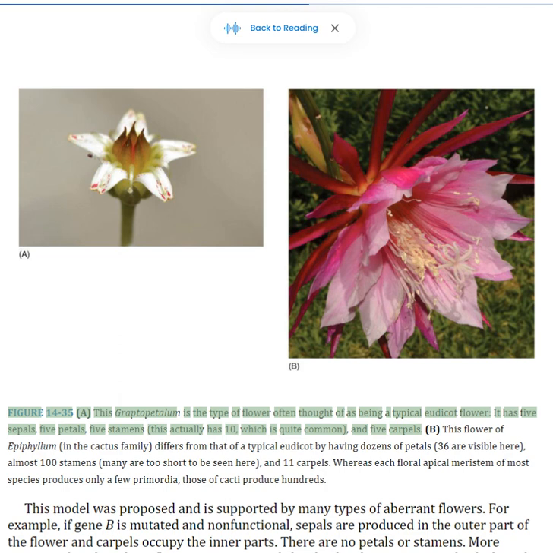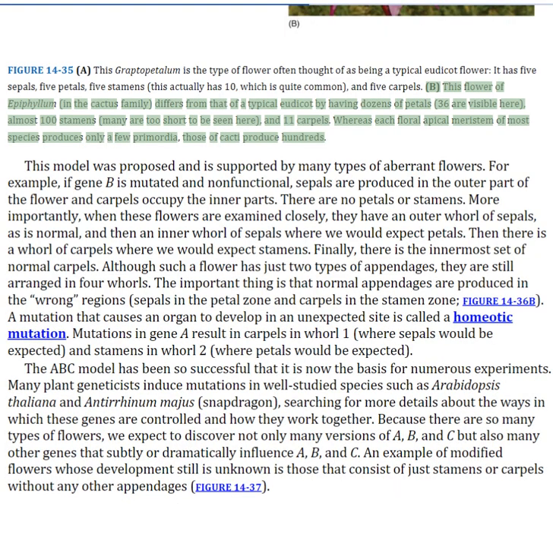Figure 14.35 This Graptopetalum is the type of flower often thought of as being a typical eudicot flower. It has 5 sepals, 5 petals, 5 stamens, and 5 carpels. This flower of epiphyllum differs from that of a typical eudicot by having dozens of petals, almost 100 stamens, and 11 carpels. Whereas each floral apical meristem of most species produces only a few primordia, those of cacti produce hundreds.